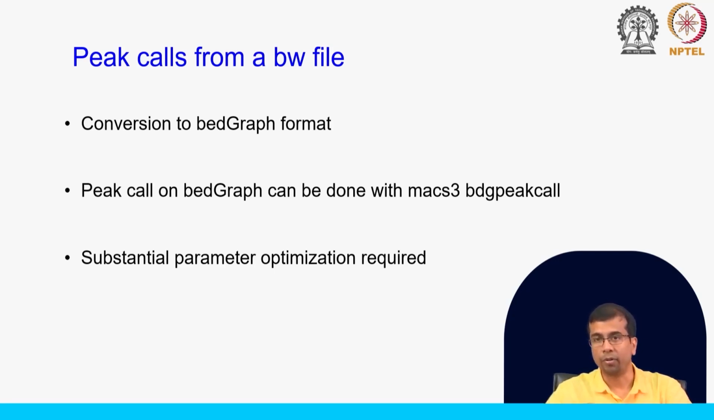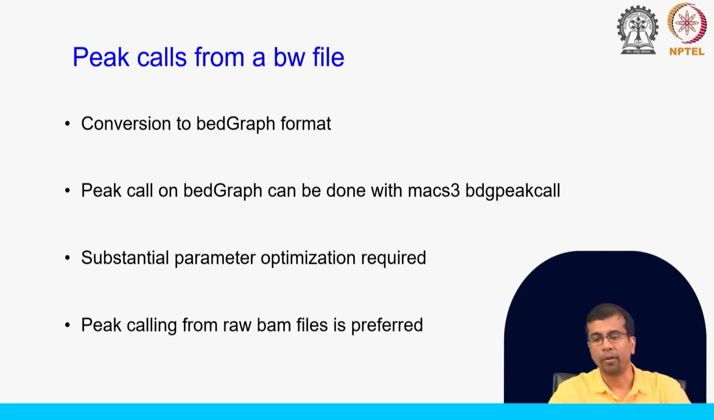I will show you this function in a moment when you go into the hands on, but the issue is you need a substantial parameter optimization, right. So, if you just run with default parameters, you might not get the right results. And this is the reason why we always prefer to do peak calls from our raw data, right. The raw data BAM files, we convert them to bed files, and then we take that data file to do the peak calling. So, this is something that we have done in the earlier exercise.